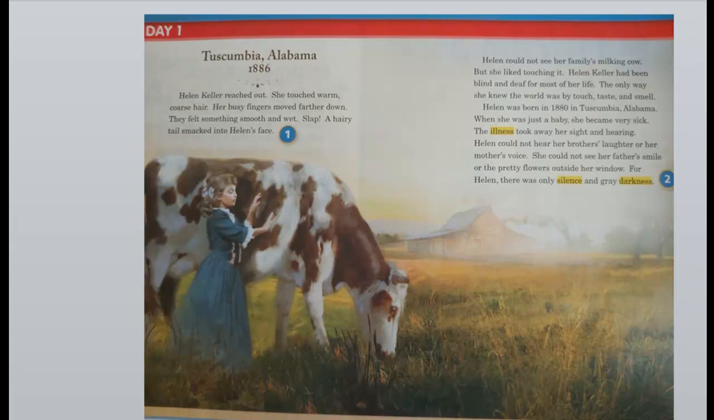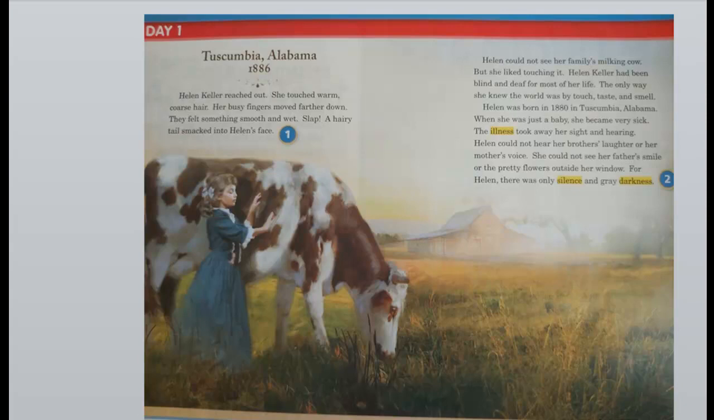The only way she knew the world was by touch, as I mentioned before, and also by taste and smell, right? Okay. Helen was born in 1880 in Tuscumbia, Alabama. When she was just a baby, she became very sick, okay? The illness took away her sight and hearing.